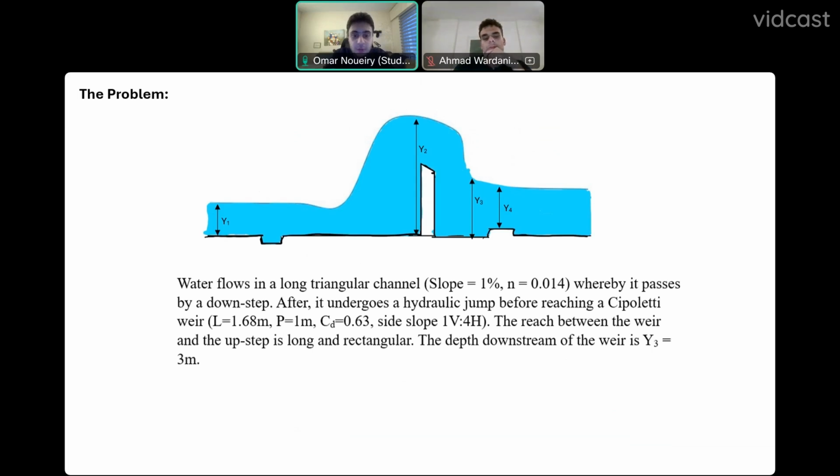So this is the problem that we have created. It starts off with water flowing in a long triangular channel with a slope equal to 1% and n equal to 0.014, whereby it passes by a downstep. After, it undergoes a hydraulic jump before reaching a Cipolletti weir with L equal to 1.68 meters, P equal to 1 meter, Cd equal to 0.63, and with a side slope of 1 vertical to 4 horizontal. The reach between the weir and the upstep is long and rectangular. The depth downstream of the weir is y3 equal to 3 meters.